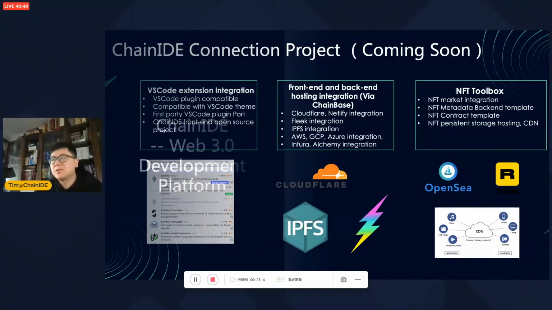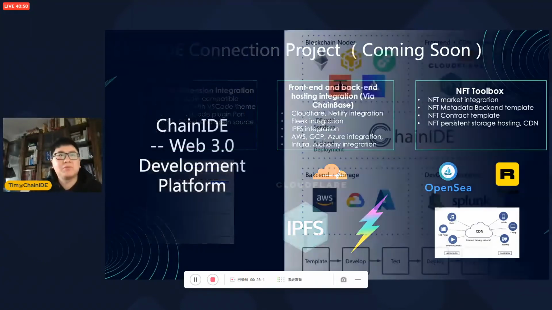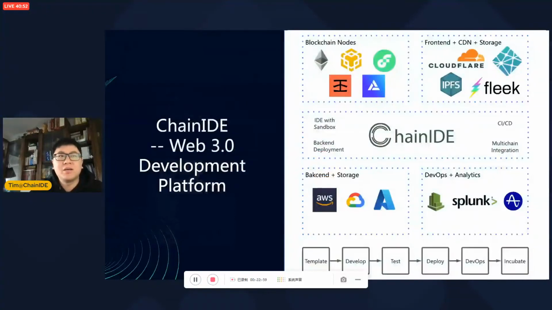All right, so this is the picture we want to draw in the Web3 world. ChainIDE will be a middleware of the blockchain nodes, like a front-end CDN, storage, the backend and DevOps. ChainIDE will integrate and connect with all these solutions and make development, CI/CD, and multi-chain integration very easy.